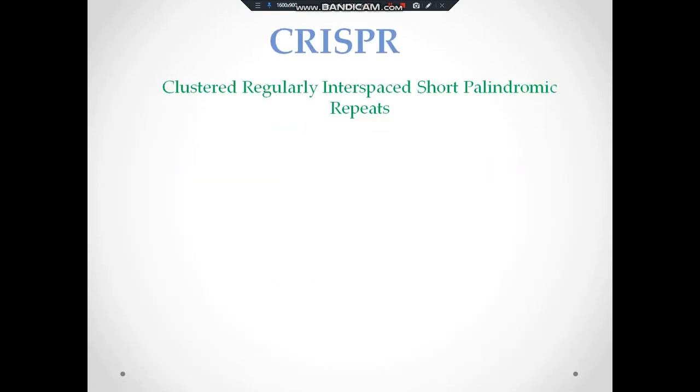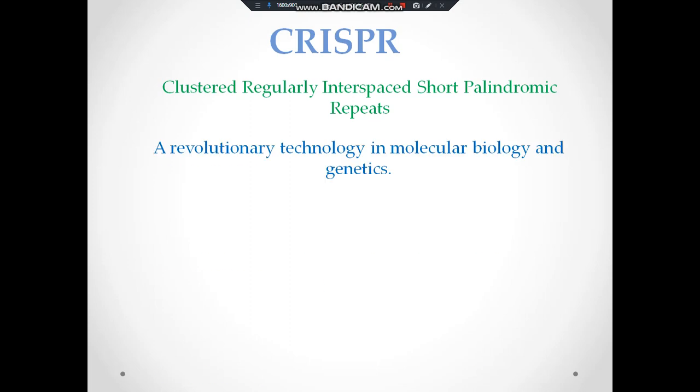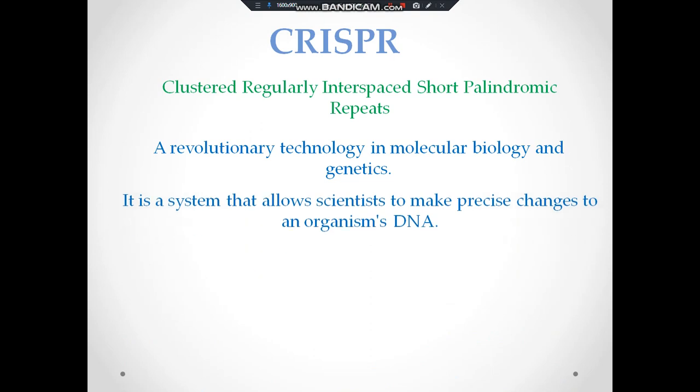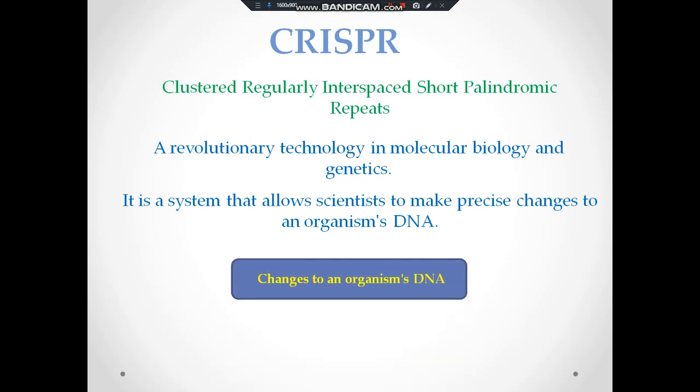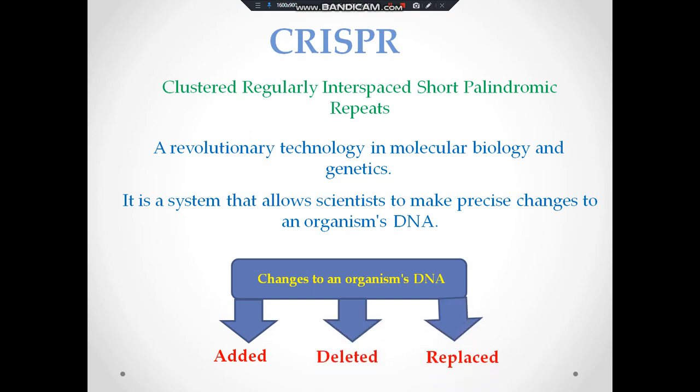So CRISPR is actually a revolutionary technology in molecular biology and genetics, and this system allows scientists to make precise changes to an organism. So what kind of changes to an organism can be done by the scientist? Several nucleotides can be added, they can be deleted, or they can be replaced. So these three different types of changes can be made by scientists through a technology called CRISPR.